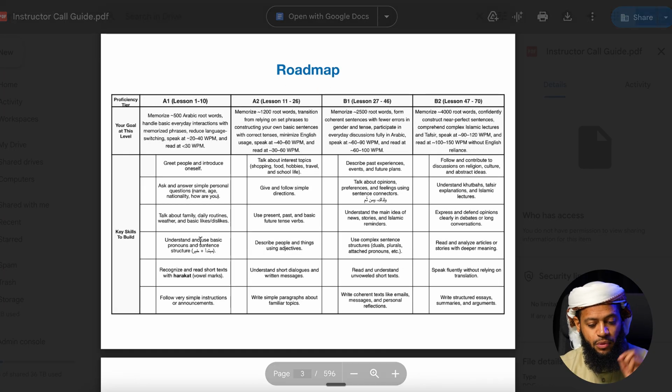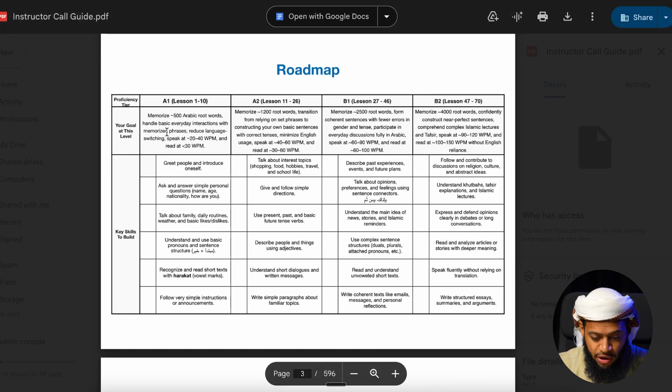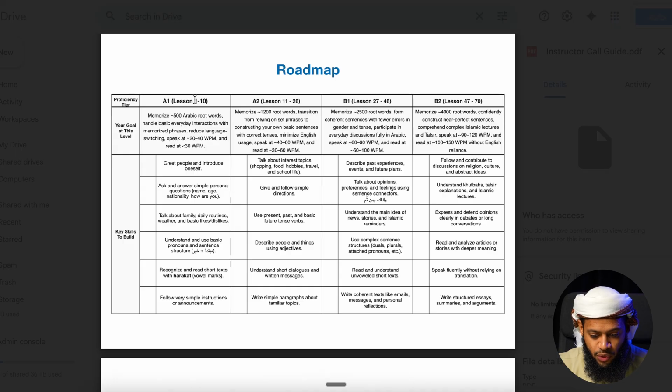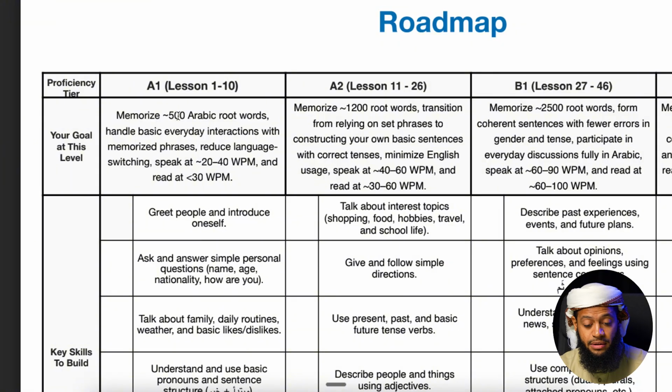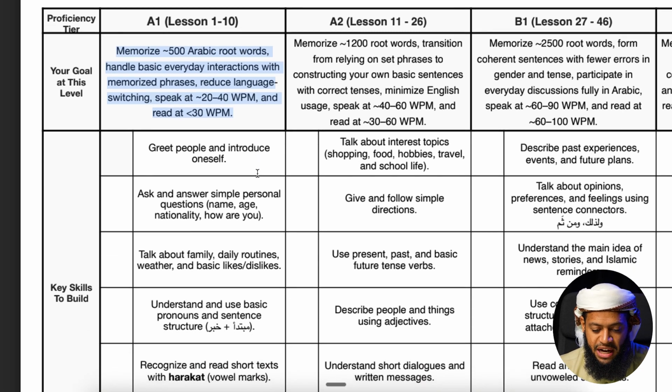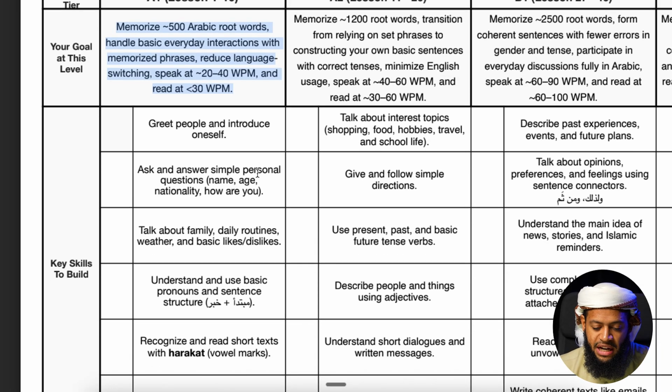So in this case, the lesson that we just booked a call for is part of the A1 levels, which is the first lesson. Now, as you can see, in this stage, for the A1 from lesson 1 to 10, the goal is for you to memorize 500 Arabic root words, handle basic everyday interactions with memorized phrases, reduce language switching, speak at 20 to 40 words per minute, and read at around, if it gets to 30 words per minute, then that will be perfect. And whatever is below, then that's normal.